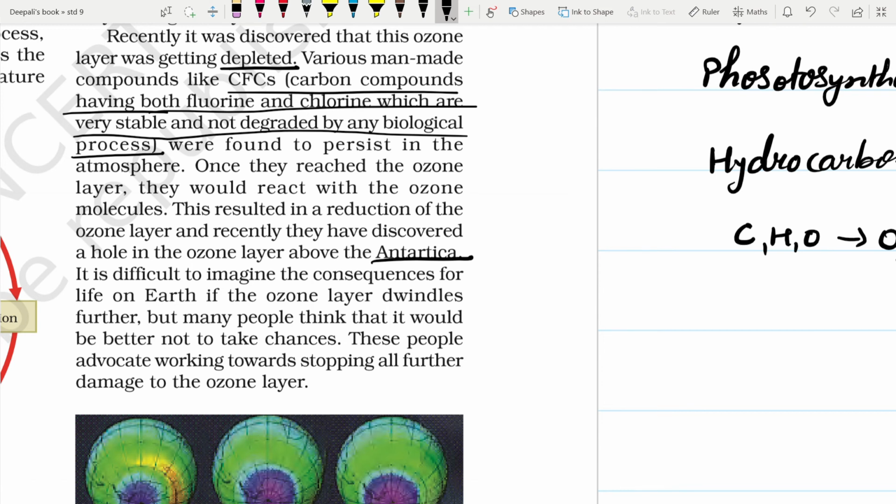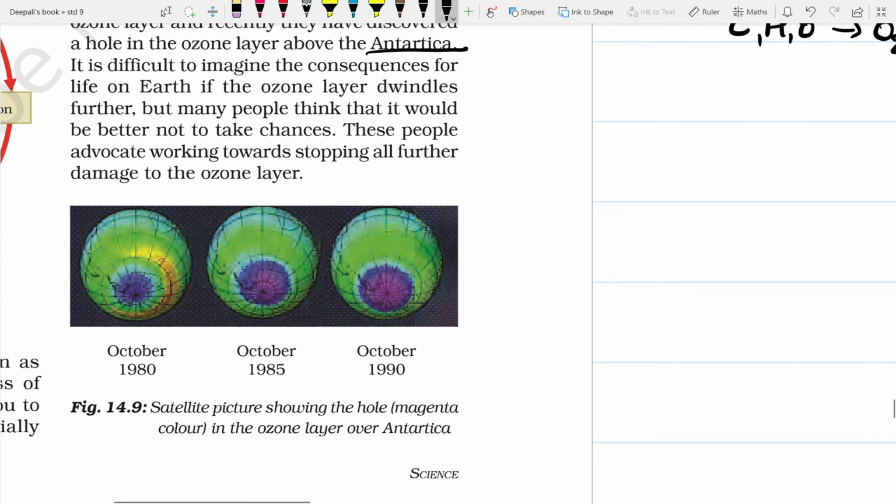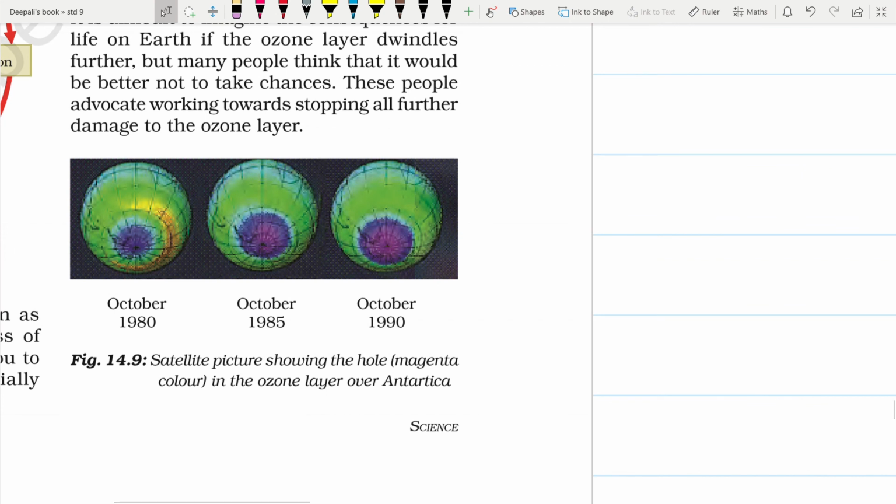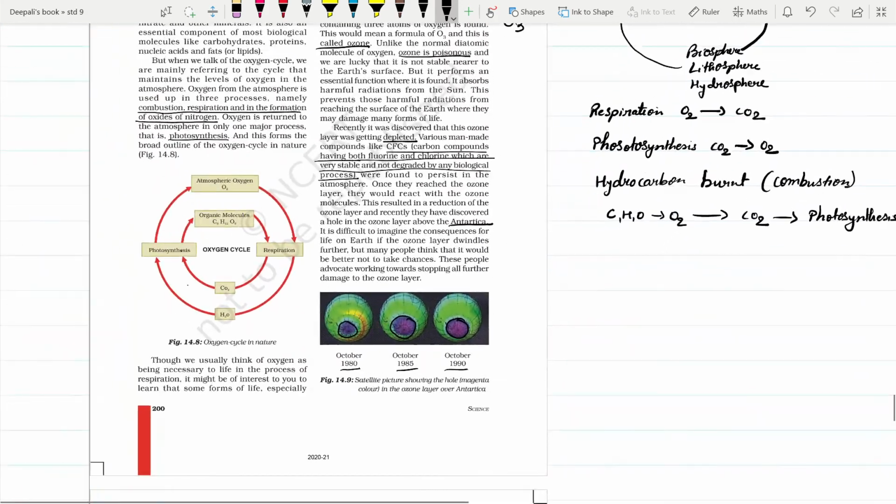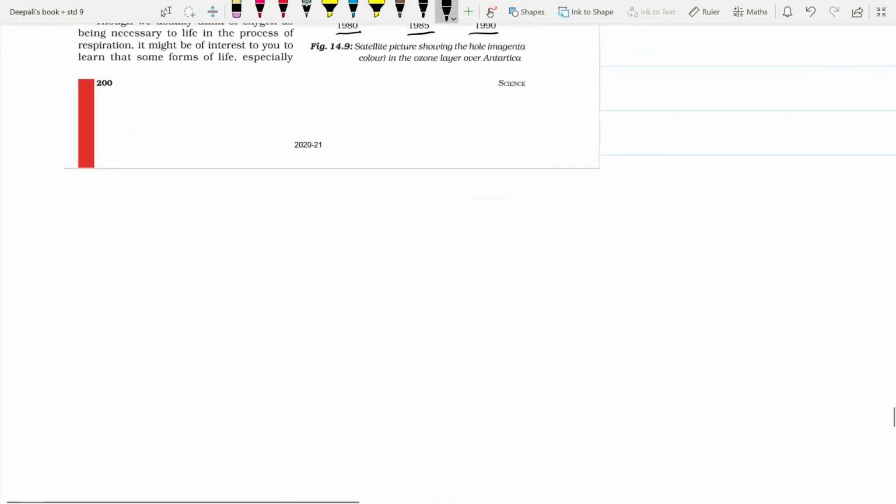It is difficult to imagine the consequences for life on Earth if the ozone layer dwindles further. But many people think that it would be better not to take a chance. These people advocate working towards stopping all further damage to the ozone layer. You can see in the figure how the ozone hole is becoming bigger. In October 1980, it was just of this size. Then in 1985, within 5 years, it grew this big, and in 1990, it became still bigger. So this is what the ozone hole is.